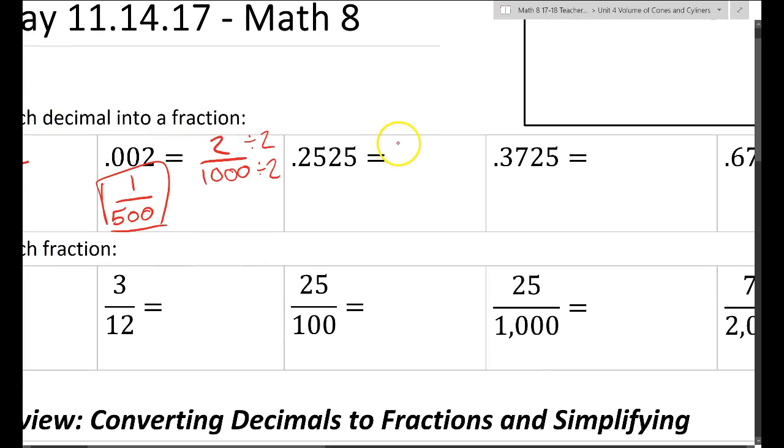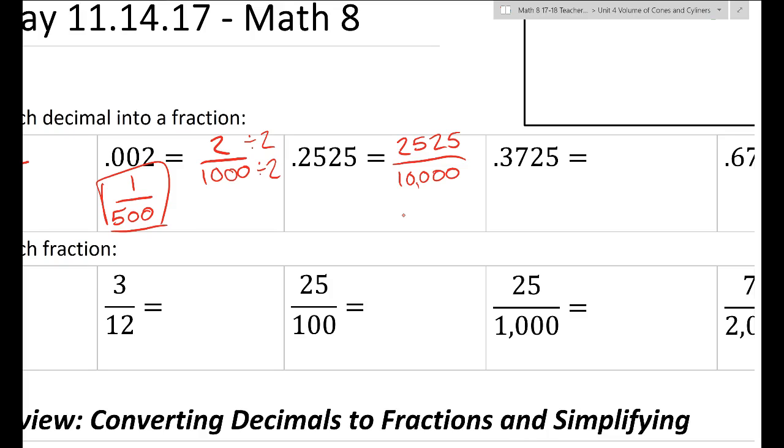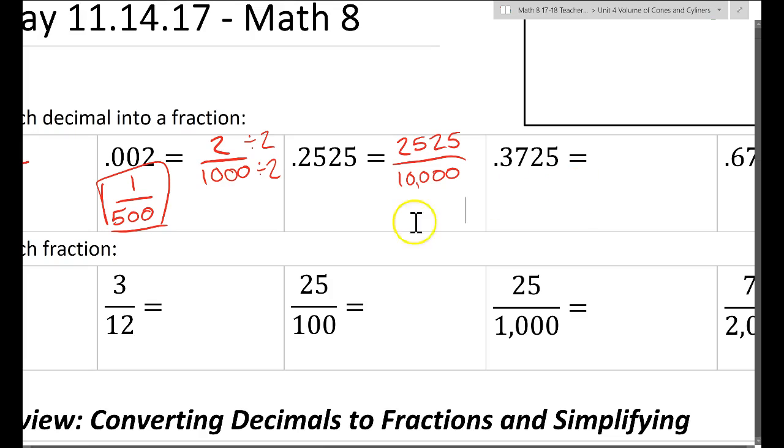I continue down here and I do the same thing. I get 2525 over 10,000. And I continue from there. So I can divide at least 25s out of that and see what happens, and then I continue from there. For the sake of time, please go ahead and continue.